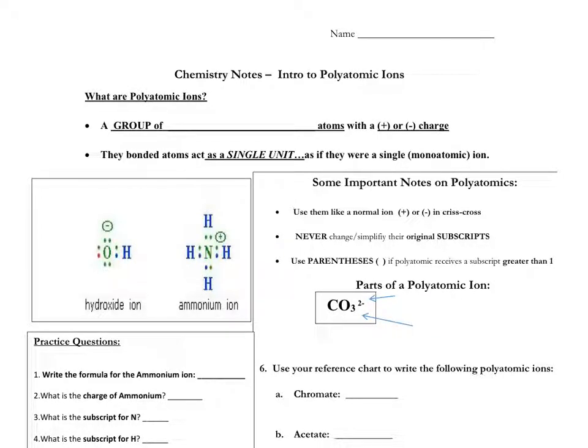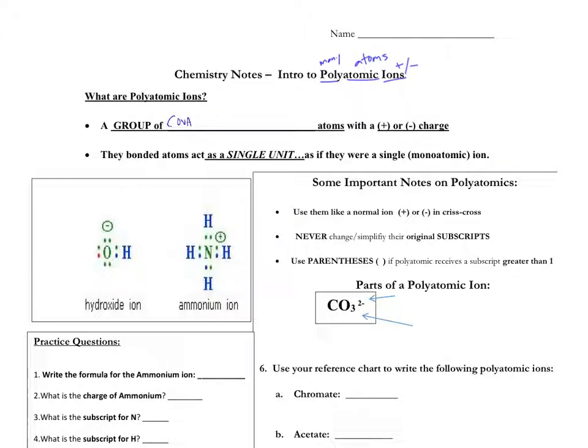Now we're going to look at polyatomic ions. And what polyatomic ions are is what the name implies. The prefix poly means many, atomic refers to atoms, and ions are positive or negative charged atoms. So polyatomic ions are many atoms put together with a charge. A polyatomic ion is a group of covalently bonded atoms that have a positive or negative charge.